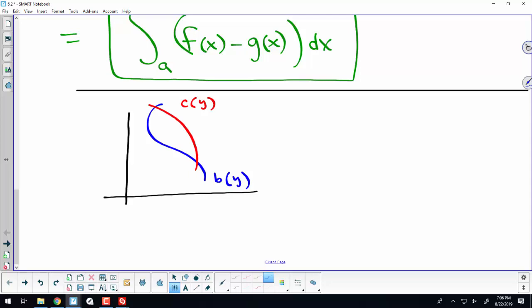The same idea is present here. We're going to draw our rectangles like this. I'm just overemphasizing a rectangle. But this time, what would we call the width of the rectangle, right here? Delta y.